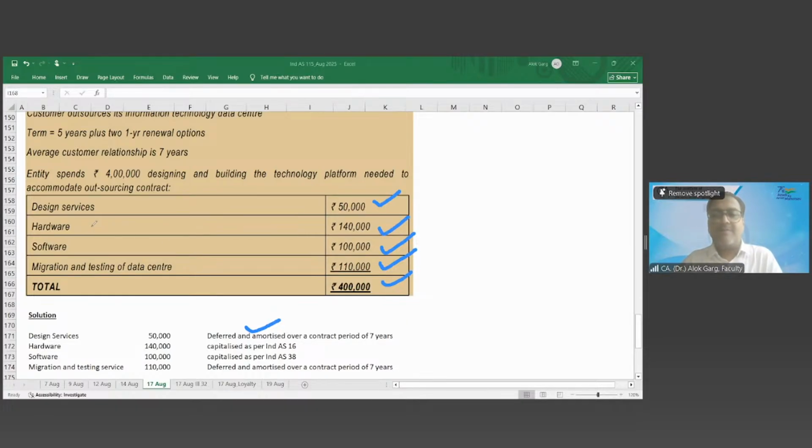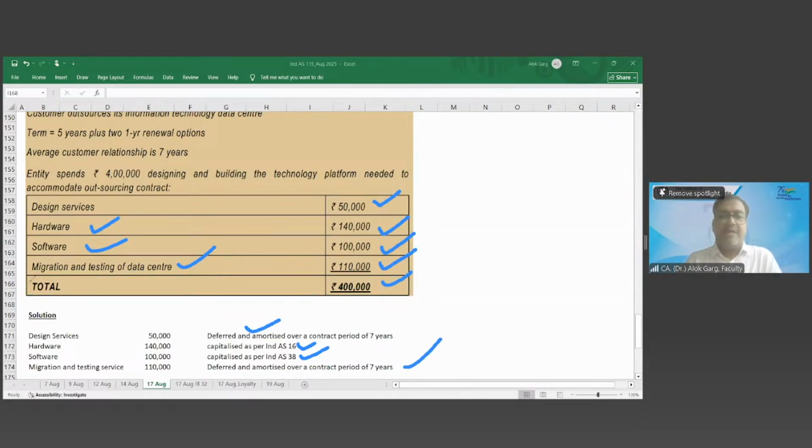What about this hardware? This is property, plant and equipment, and it has to be capitalized as per Ind AS 16. What about software? It is an intangible asset. It has to be capitalized as per Ind AS 38. What about migration and testing of data center? It is a cost of acquiring the contract, so it has to be deferred and amortized over the contract period of 7 years.